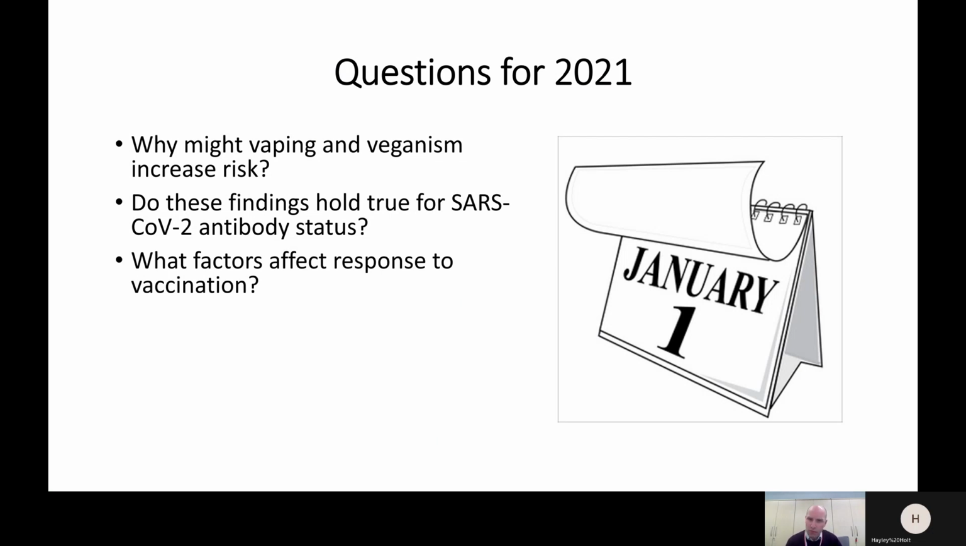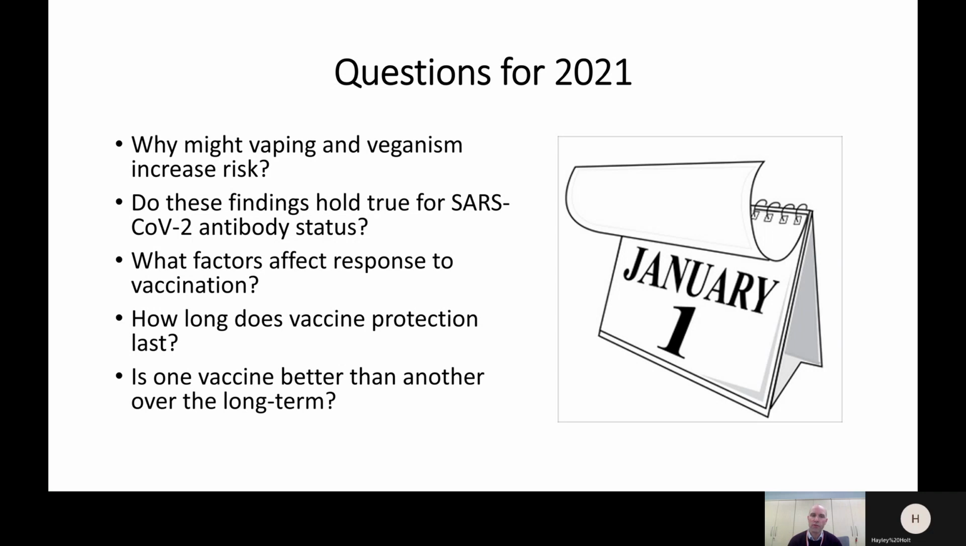2021 is going to be notable for the rollout of SARS-CoV-2 vaccination, and COVIDENCE is perfectly placed to provide insights into the factors that affect response to vaccination. We'll also be able to answer questions about how long vaccine protection lasts and whether or not one vaccine might provide better or longer protection than another over the long term. But these are all questions for the next year.